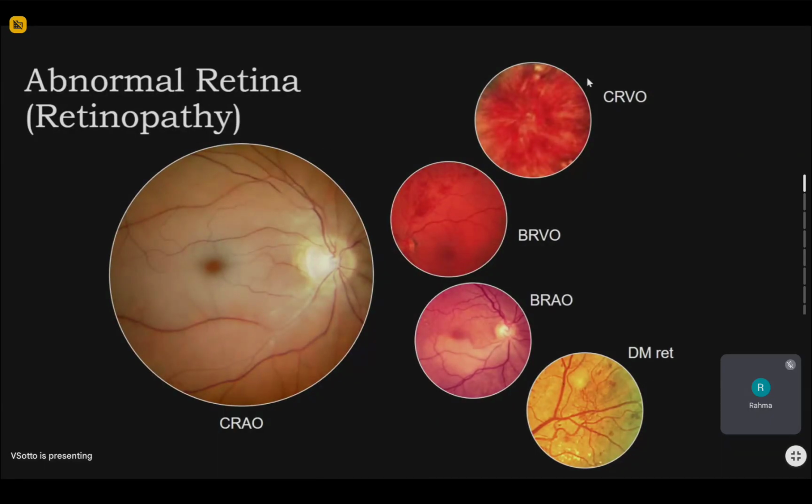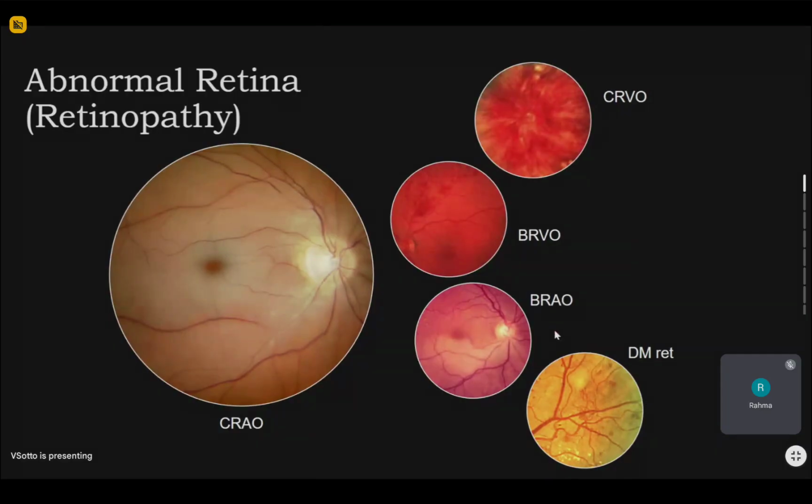For CRVO or central retinal vein occlusion, you'll be having your blood and thunder or storm and thunder appearance. It's a mixture of diffuse hemorrhage and exudates. For branch, you can also have hemorrhage and exudates, but on a specific area only, like the superior quadrant. So it's only affecting a certain branch of the retina. So branch retinal vein occlusion.